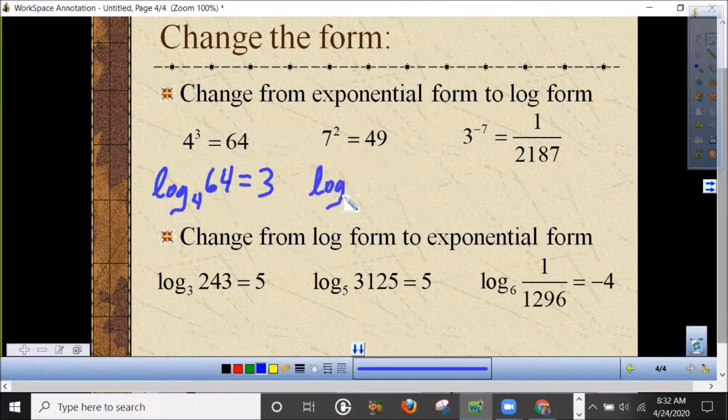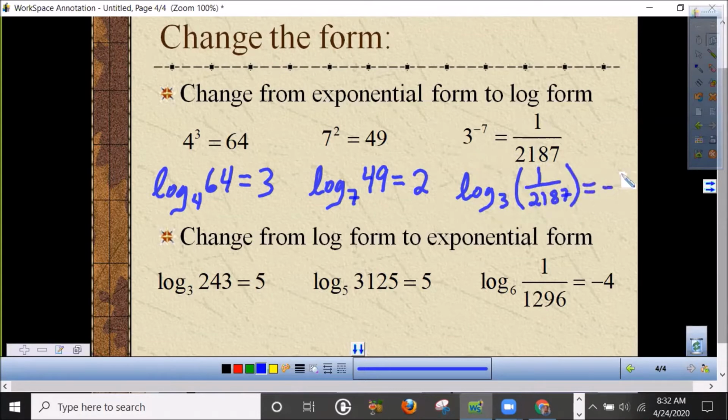Let's write this expression in a log form. First, we need to identify the base. That's usually the easiest part. The base is the big number here, so this is a log base 7. Next, we're going to put the result, the 49. So log base 7 of 49 equals the power 2. Finally, over here, we're going to write in log form, again, identify the base. The base is 3. So we say log base 3 of, the result is this fraction, 1 over 2187. And the power is negative 7. Log base b of r equals p.